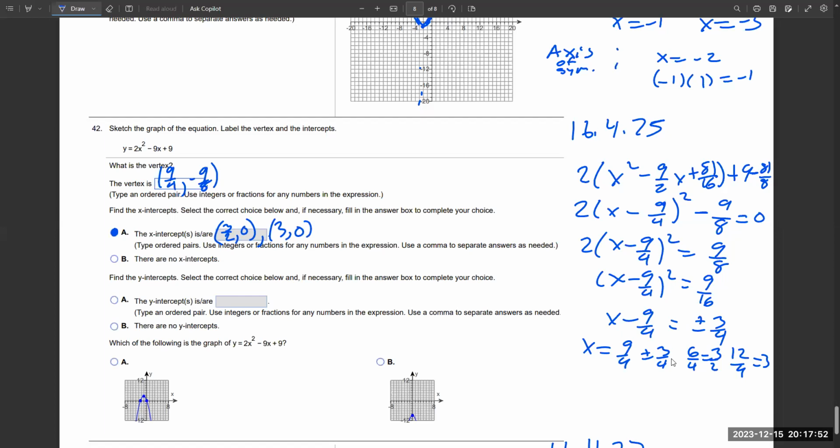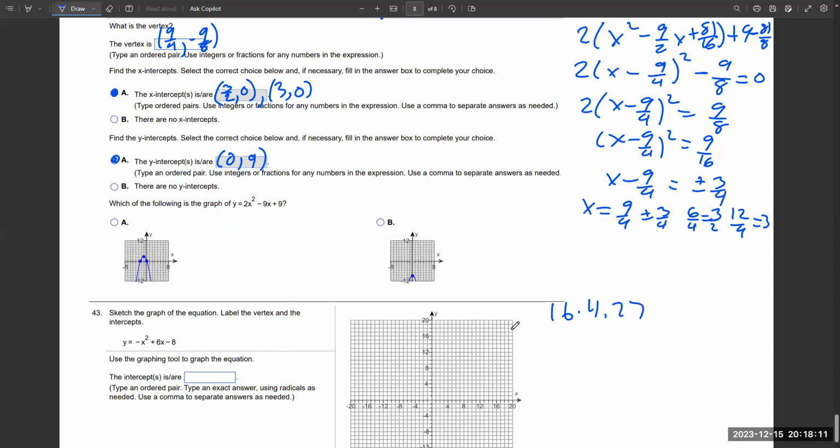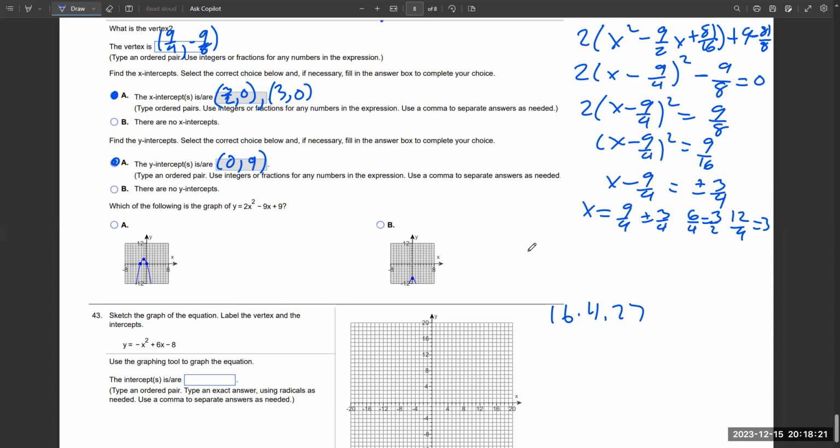The y-intercept is at 0, 9. And which of these graphs looks correct? This one opens up, and it's going to be stretched by a factor of 2. And I don't have the correct options. There should be A, B, C, and D, and they didn't all print for me.